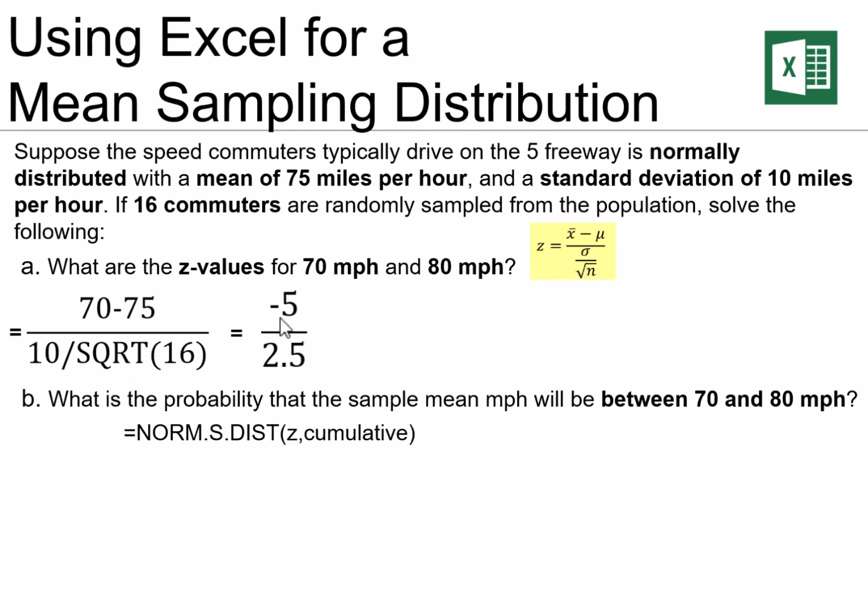So in the numerator, we have -5 for the sampling error, and then 2.5 for the standard error of the mean. And that gives us -2 for 70 miles per hour. Next, we're going to calculate the z for the 80 miles per hour.